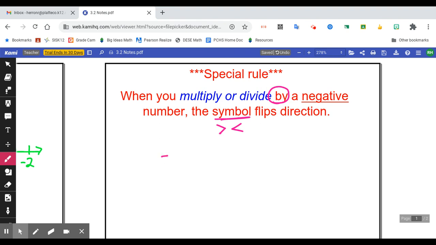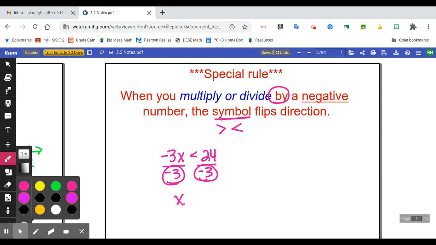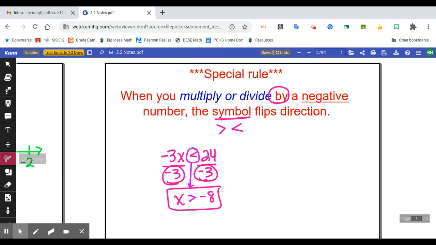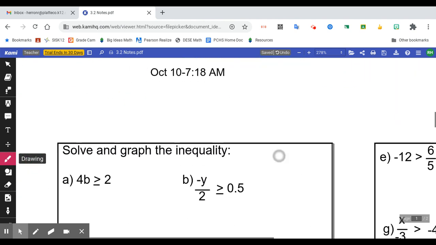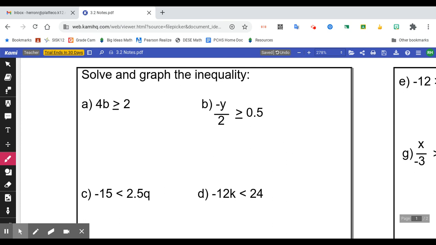If I have negative 3x is less than 24, I'm dividing by negative 3. So the number I'm writing down on both sides is a negative. That means that this symbol in the middle is going to flip direction and become greater than. And then our answer would be negative 8. Okay? So you have to remember that. That's probably one of the most missed things when it comes to the test for this unit. Forgetting to flip that symbol, because if you forget to flip it, then your graph is wrong as well.